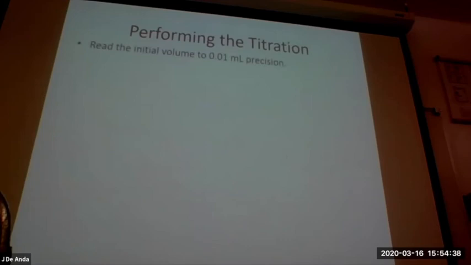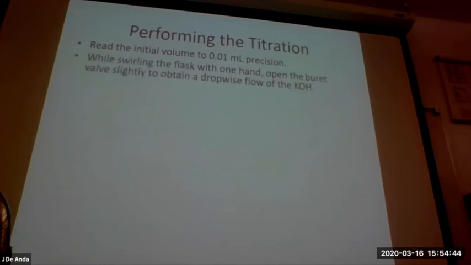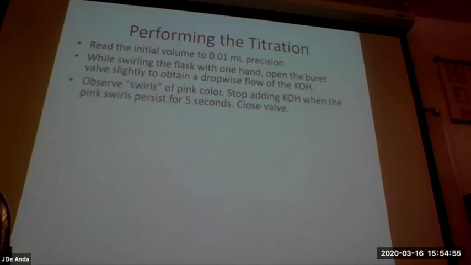You're going to record the initial volume in 2 decimal places. While swirling the flask with one hand, open the burette valve slightly to obtain a drop-wise flow of the KOH. That's just drip, drip, drip, drip, drip. Okay? You observe these swirls of pink color, and as soon as you see one that lasts for about 5 seconds, stop. Close the valve.